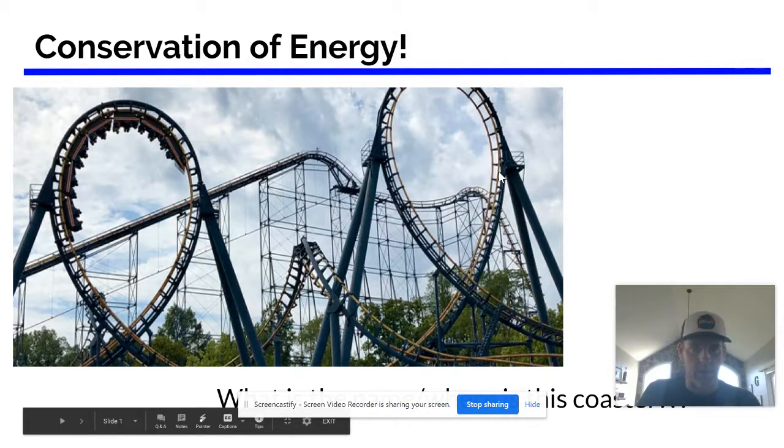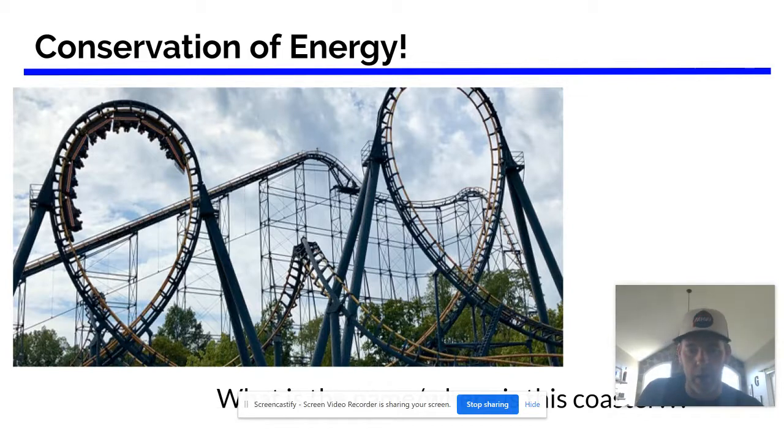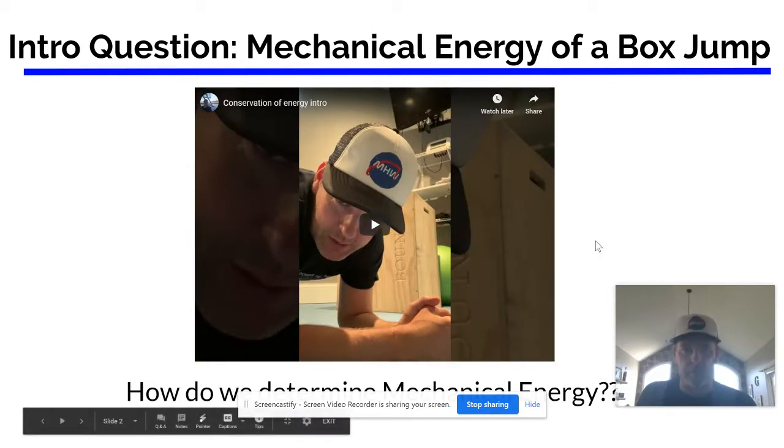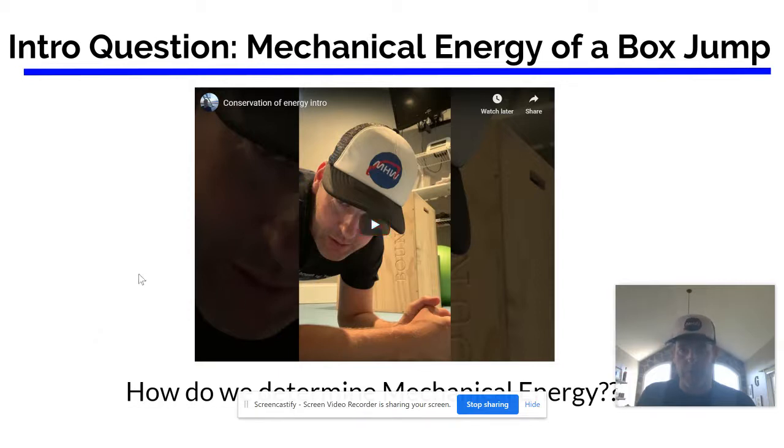Okay, so conservation of energy. So we're going to use the example of a roller coaster on this, and I've got something to do first. But does anybody know what roller coaster this is and where it is? Maybe you've ridden it. I'll let you think about that. Okay, so let's see if this works here. But I've got a kind of a warm up question for us before we get into determining or observing conservation of energy, I guess, in a roller coaster.